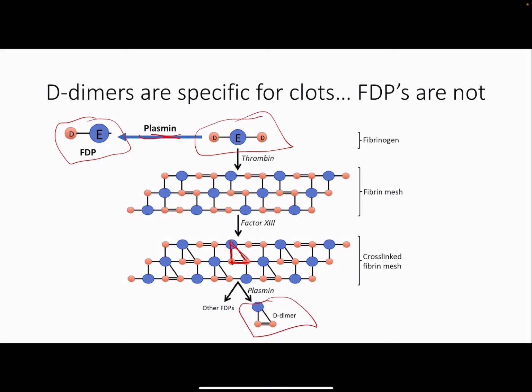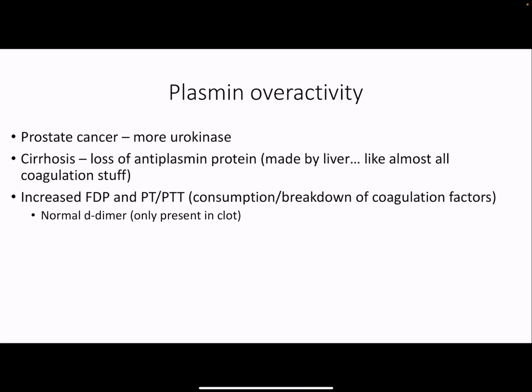But if you saw a lot of D dimers, that specifically tells you I might have a stroke or an MI or something like that. Sometimes plasmin can be overactive. So if you have prostate cancer, you have extra urokinase. If there's a protein called antiplasmin, which does exactly what it sounds, it inhibits plasmin, but it's made by the liver. And if you have cirrhosis of the liver, then you don't have that.